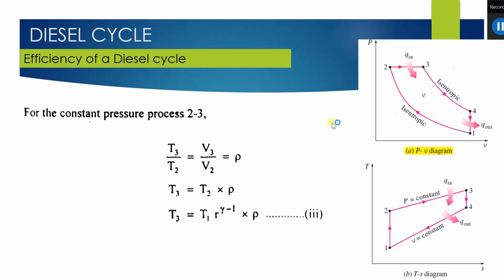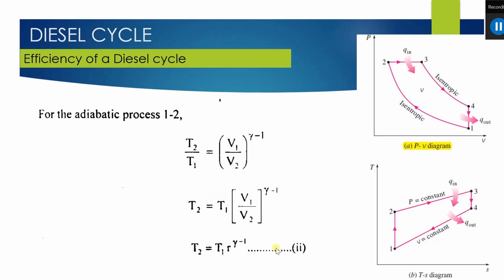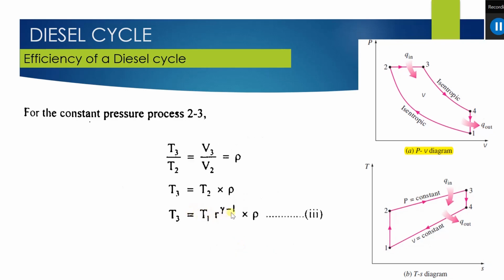So for the first constant pressure process 2 to 3, we can see that T3 by T2 is equal to V3 by V2 equal to rho. So for a constant pressure process, T3 by T2 equals V3 by V2, and V3 by V2 will be equal to rho. So T3 is equal to T2 into rho, and substitute the value of T2 from equation 2. T2 is equal to T1 r raised to gamma minus 1. So T3 is T1 r raised to gamma minus 1 into rho, and name it as equation 3.